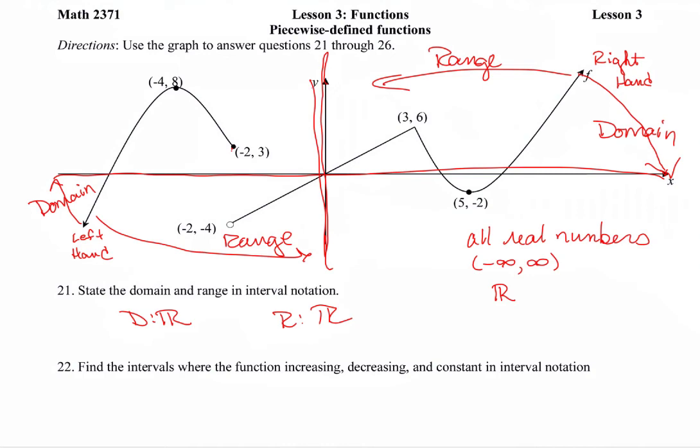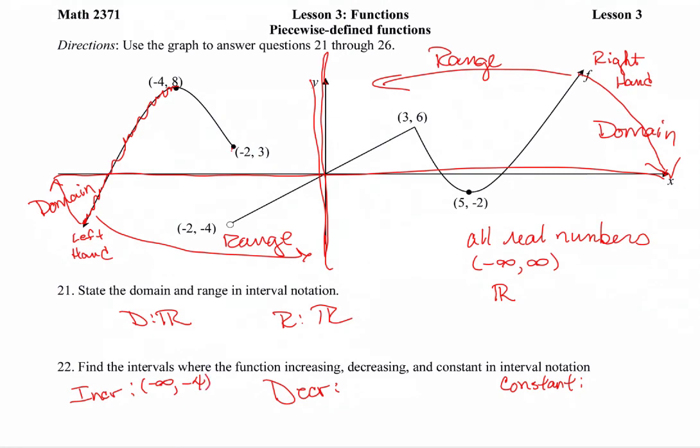All right, to find where it's increasing, decreasing, or constant, what you're going to do here is put your pencil or pen on your graph and color it in. You're going to trace your graph. I'm going up, so I am increasing from negative infinity to negative 4.